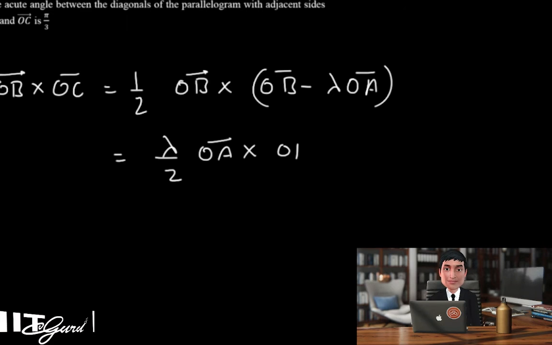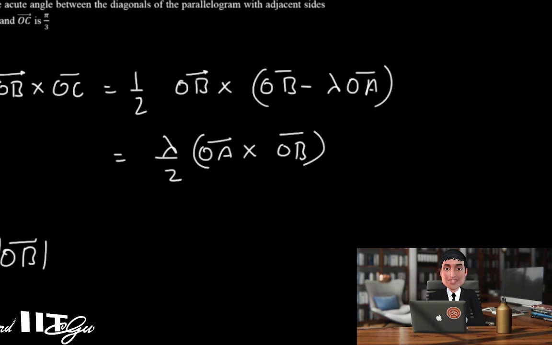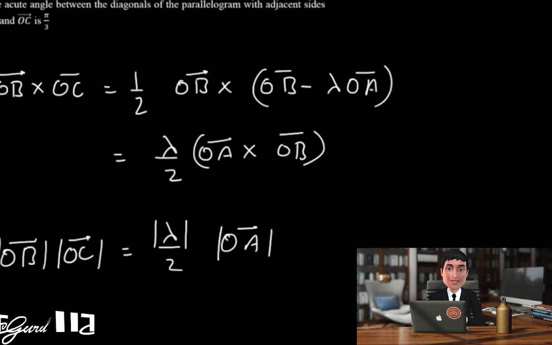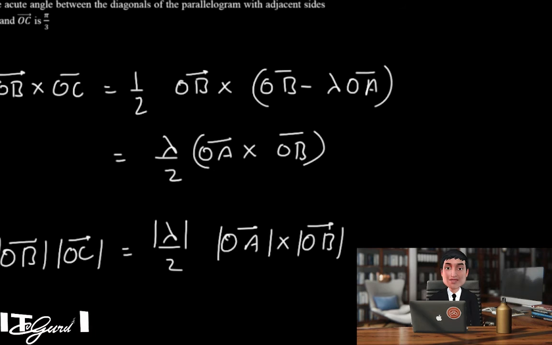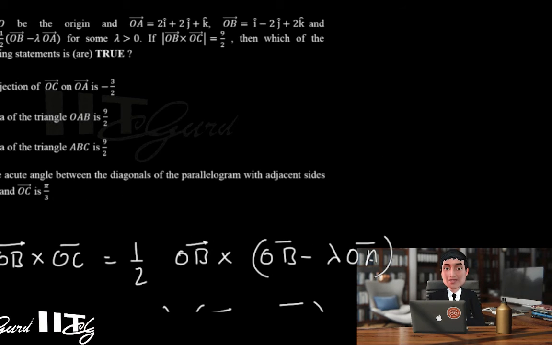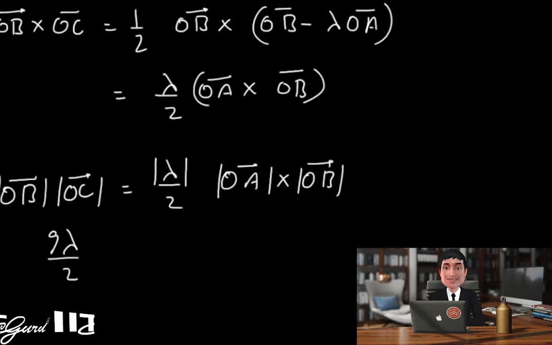Okay, fine. So as we know, mod of OB cross OC is mod of this, that is lambda/2 times mod of OA vector, then we put mod of OB vector also, and multiply. So as OA and OB are perpendicular, vector OA and OB are perpendicular over here, right? So while multiplying we get 9 lambda/2, as per the problem, which is equal to 9/2 given over here, right? So this implies lambda equals 1.